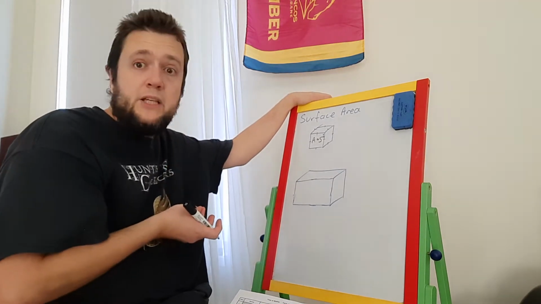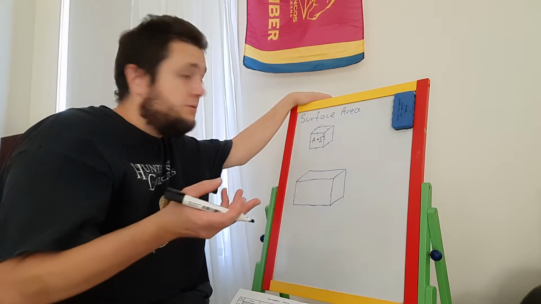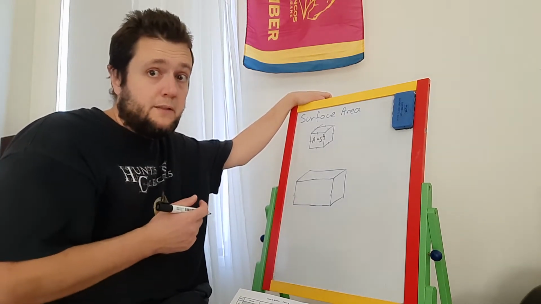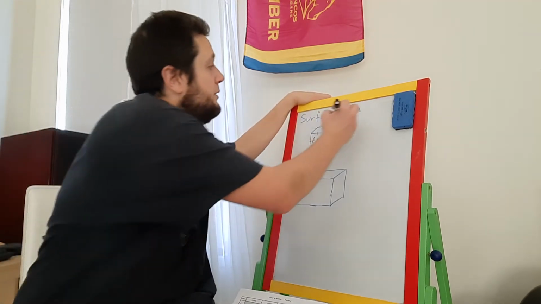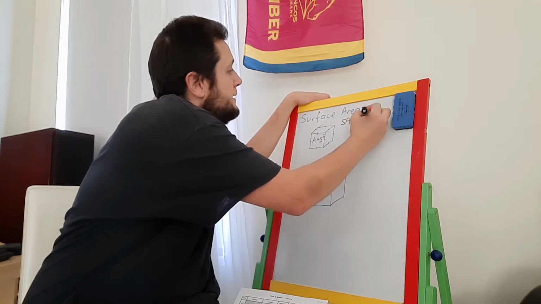How many sides are there on a cube? 6. So what's the area of each of those sides? Well, it's going to be S squared, isn't it? So I can write a formula for the surface area of a cube. It looks something like this. Surface area equals 6 S squared.